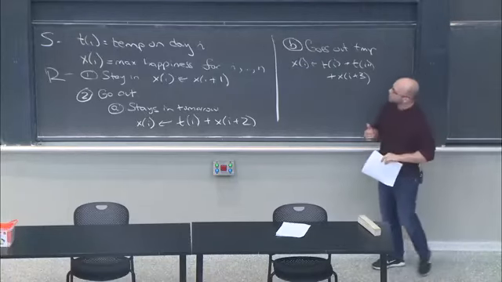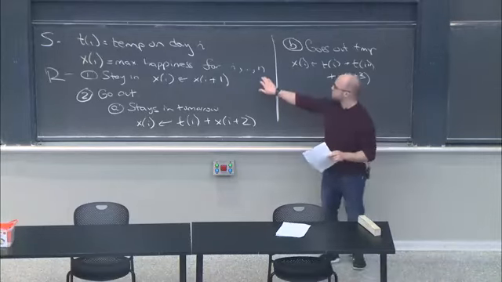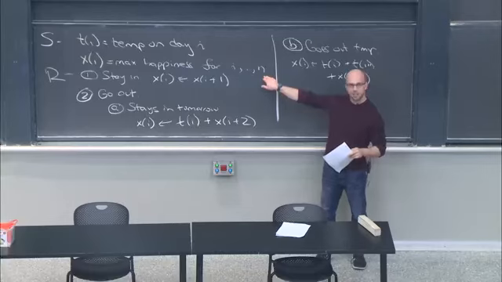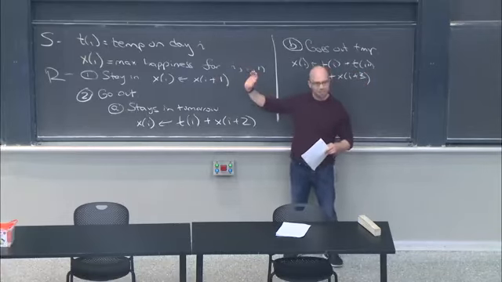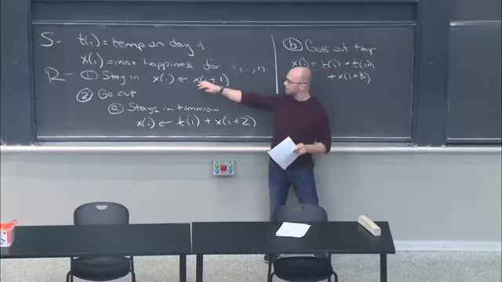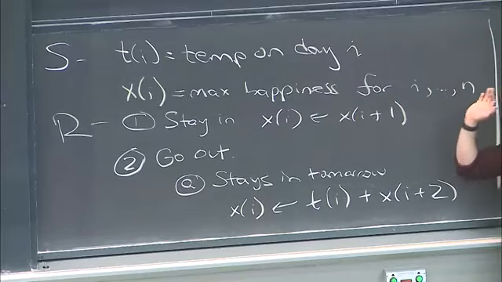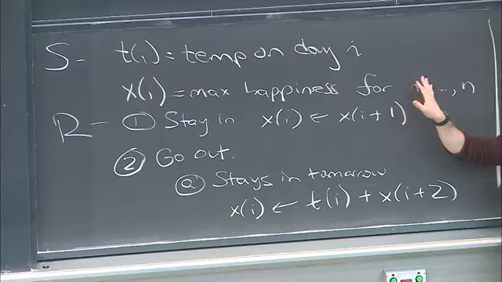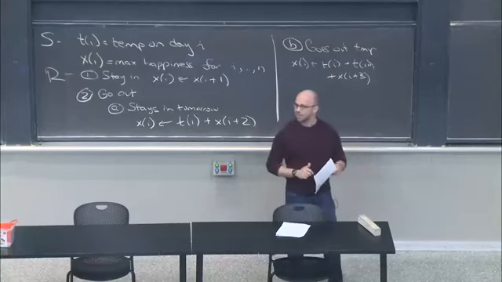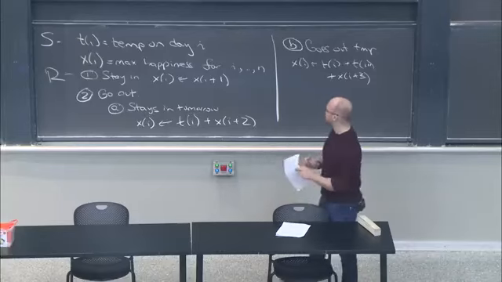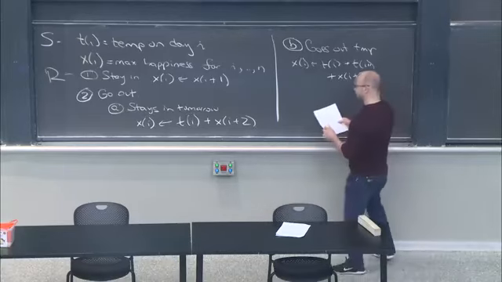So if we go back, technically we should revise our definition of x a tiny bit. It's not the maximum happiness for day i through n. It's the maximum happiness for day i through n under the assumption that he has permission to go out on day i. And that's really what's going on in our recursive set of calls here. Okay, so does our recursion make sense here? Cool.